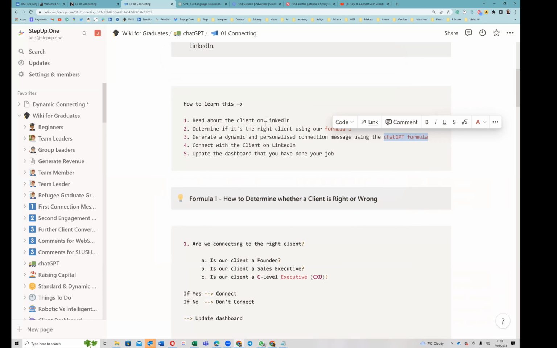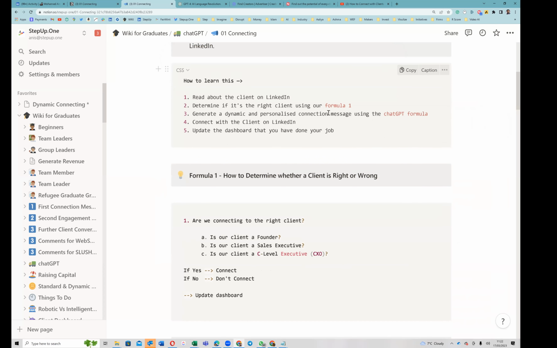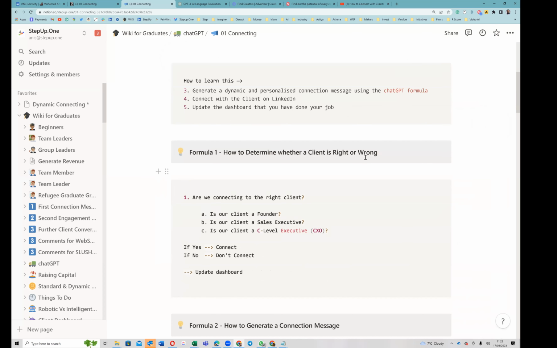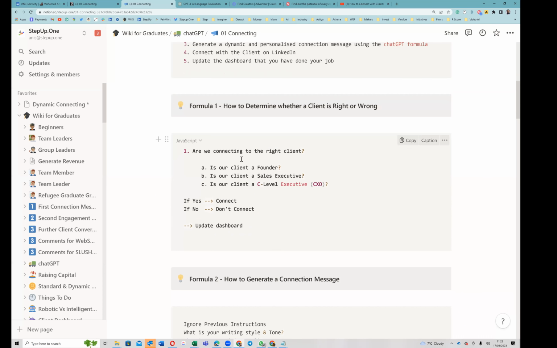If you think about it, formula 1 is this one: how to determine whether a client is right or wrong. It's so simple, it's not rocket science. Are we connecting to the right client? Is our client a founder? Is our client a sales executive? Is our client a C-level executive? If yes, connect. If no, don't connect. That's the formula. There is nothing mega about it. And then there is formula 2.